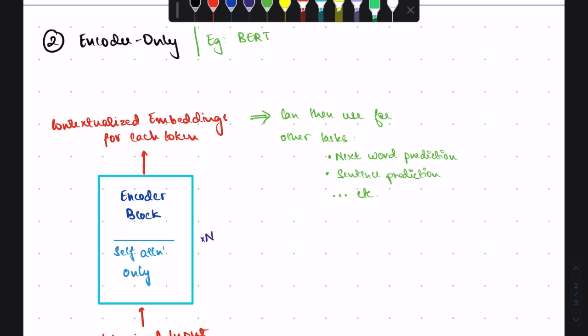And these features, as I said, can then be used in conjunction with an MLP to do things like next word prediction, sentence prediction, or any other downstream task.